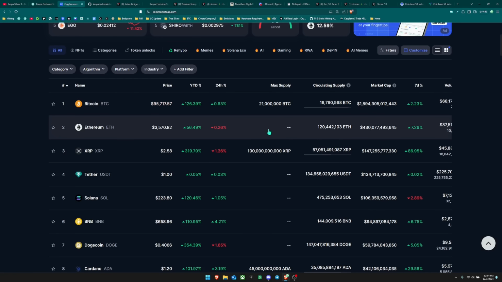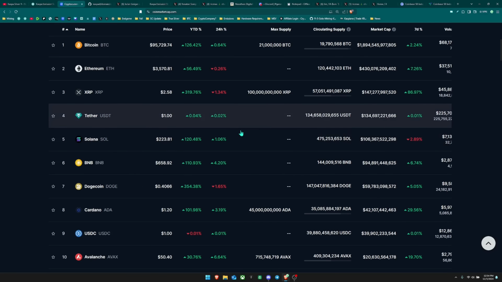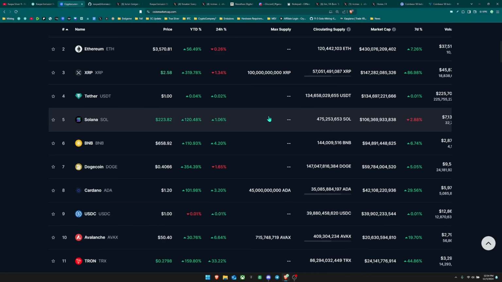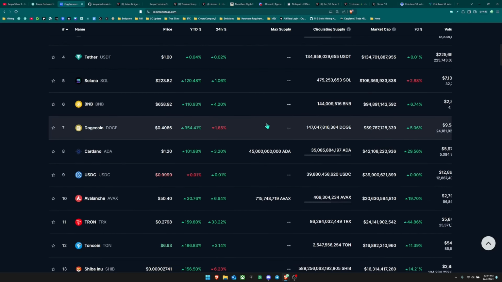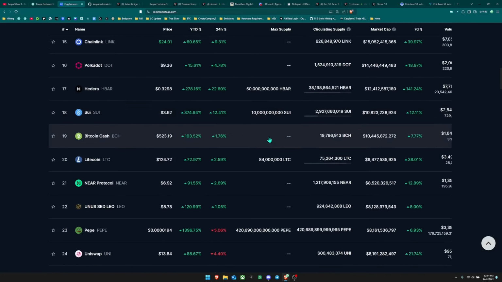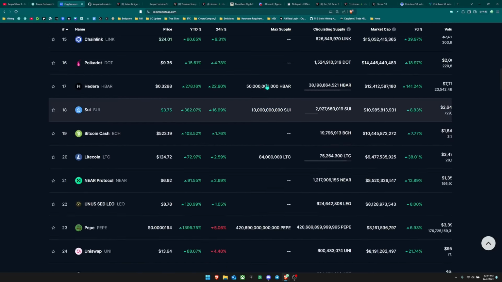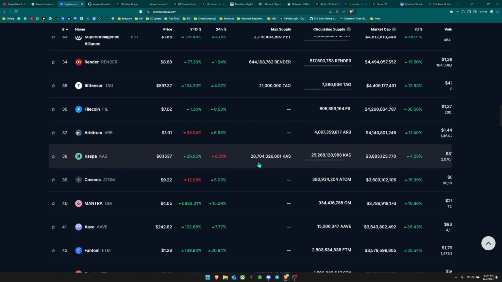Ethereum is proof of stake and it has an infinite supply. You have XRP here with 100 billion max supply. And then if you keep going down the list, you could see that a lot of coins actually have infinite supplies. So things like Solana, BNB, Dogecoin is one of those proof of work cryptocurrencies that is different and has an infinite supply. And then if you keep going down this list, you have a lot of other coins that may or may not have max supplies until we reach Kaspa that has a max supply of around 28.7 billion.